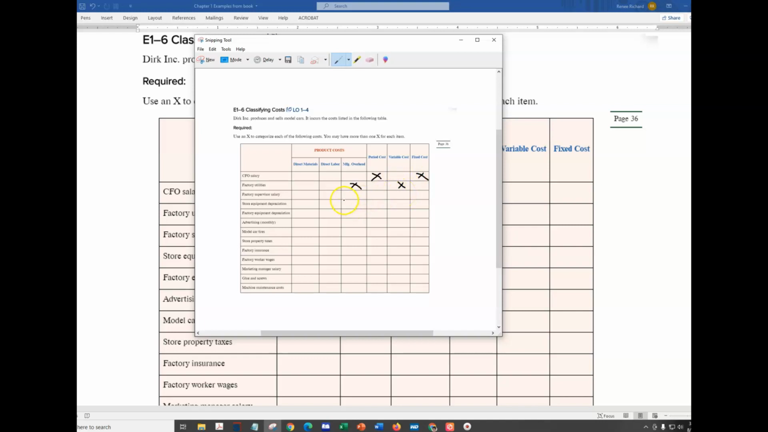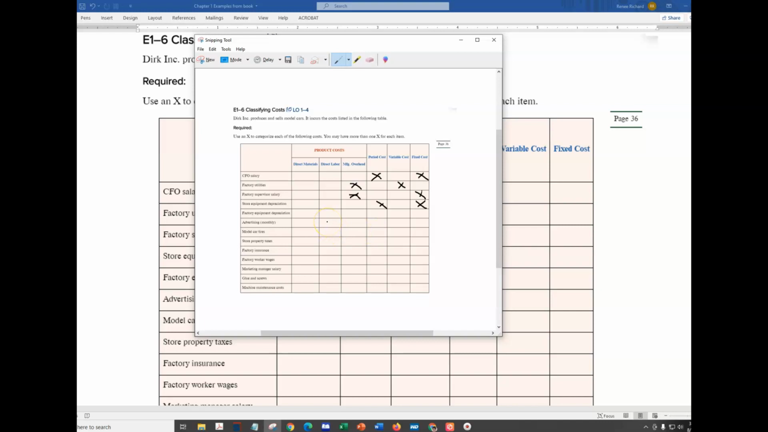The factory supervisor salary. Well, it's factory, so it's product. It's not direct materials. It's not direct labor, so it's overhead. It's not a period cost because it's a product cost. It's a salary, so it's fixed. Store equipment depreciation. That's not a product. That would be a period cost. And it's probably fixed because depreciation doesn't change when we produce more product.